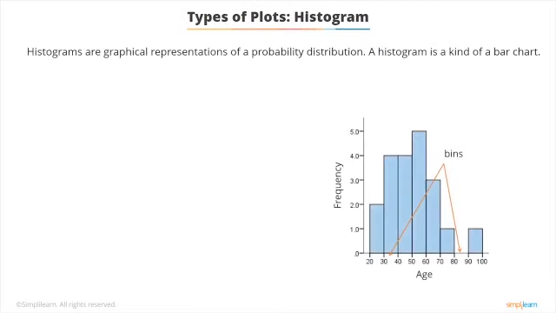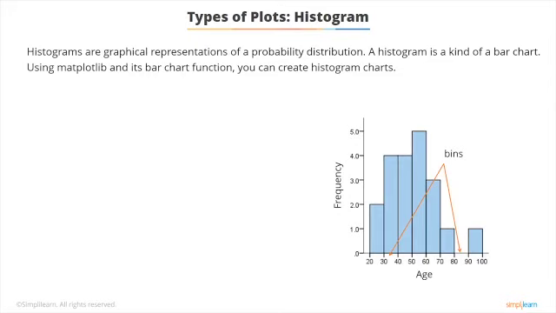Histograms. Histograms are graphical representations of a probability distribution. In fact, a histogram is a kind of bar chart. Using the matplotlib library and its bar chart function, you can create histogram charts.